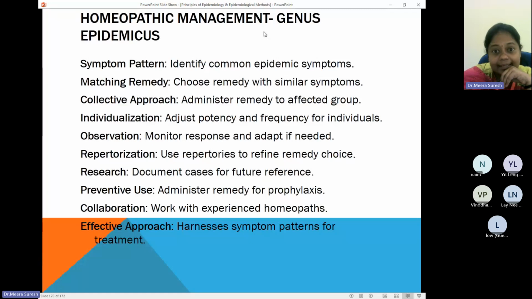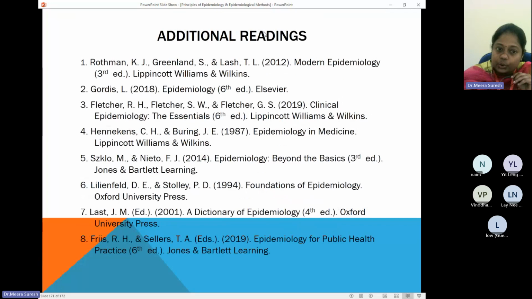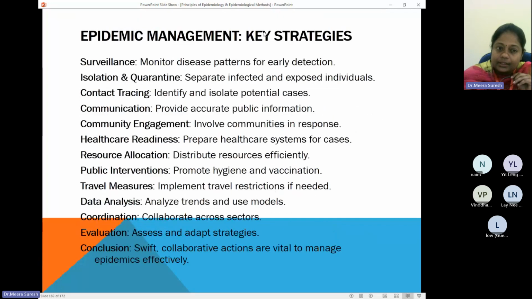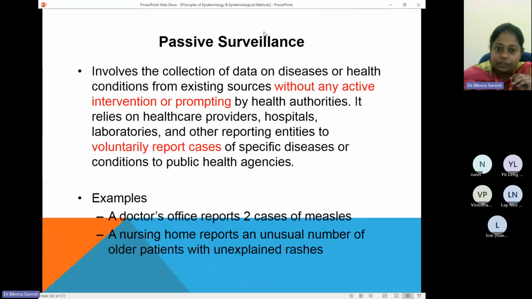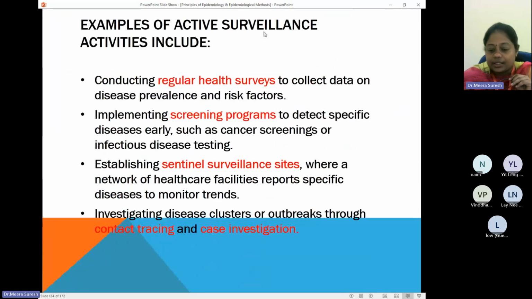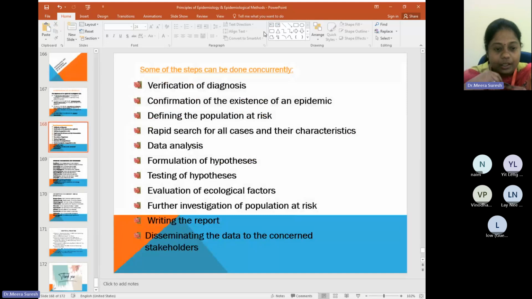So the second and the third sections are case management and homeotherapeutics. I think in the last class I sent you this PPT, but I will send it again today because some of the slides, especially the passive, active, and syndromic surveillance slides, I have changed. So I'll be sending it again for today. So that's about the second and third. Do you have any doubts regarding this topic?